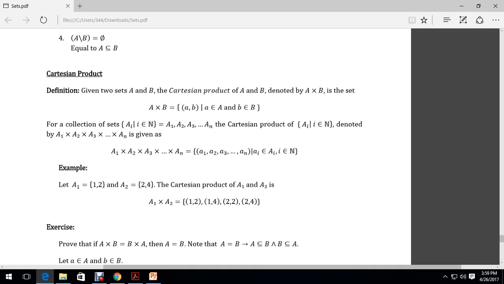Okay, so to illustrate this one, let us consider A sub 1 having the elements 1 and 2, and set A sub 2 having the elements 2 and 4. Therefore, the Cartesian product between A sub 1 and A sub 2 is (1, 2), (1, 4), (2, 2), and (2, 4). Each of these combinations will be written inside parentheses, forming the ordered pair, and all these ordered pairs are listed in curly brackets representing the set of the Cartesian product of the set A sub 1 cross A sub 2.